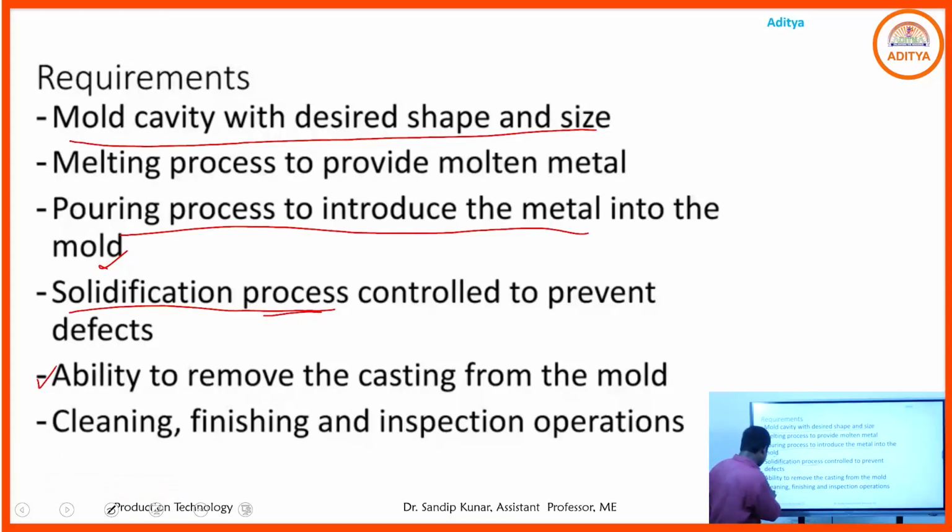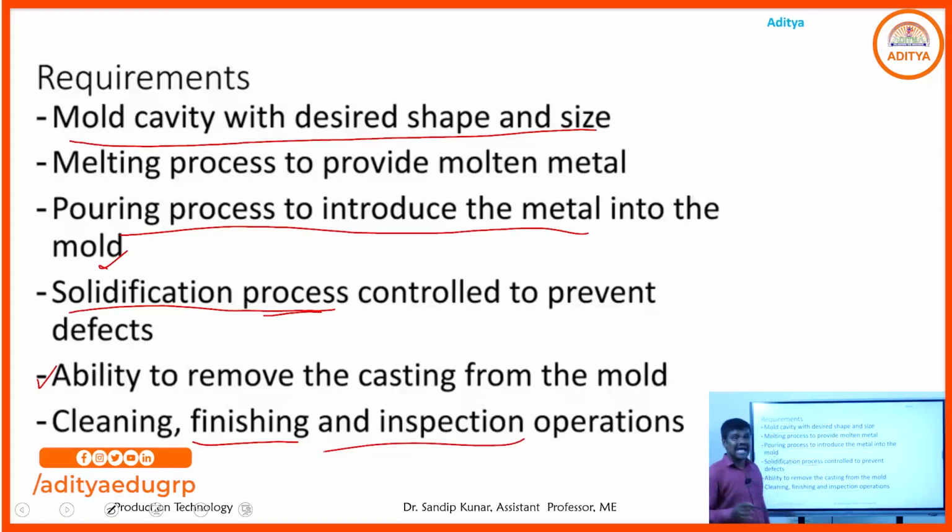The last one is cleaning, finishing and inspection. After producing the casting product, we finish the outer surface of the casting product. Finishing means if some extra burrs or impurities are on the casting product, we remove them by grinding, turning or some machining process. Then we do the inspection, checking whether the product is prepared as per the required dimension or not.